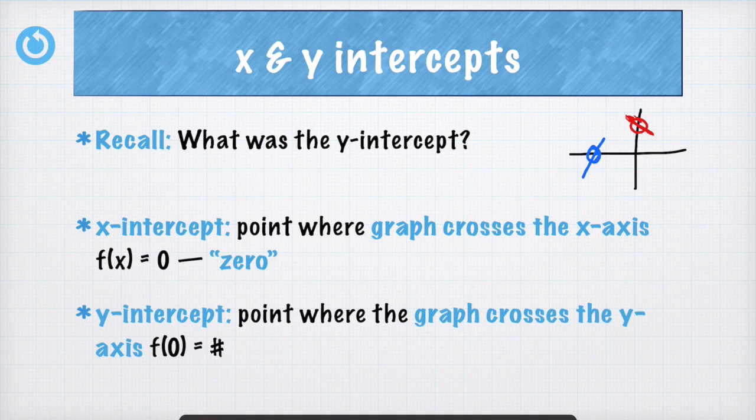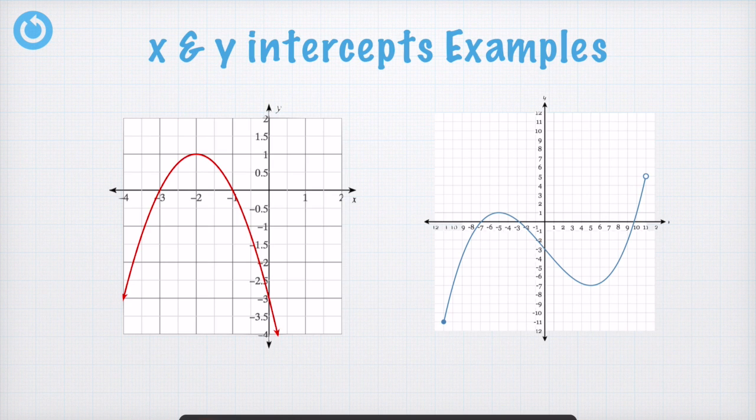Y-intercepts are going to be where we plug in 0 for x and we get out some number. We don't call these anything special, they're just y-intercepts because you only have one of them and it's crossing the y-axis. Here, we're going to find our x-intercept and our y-intercept.